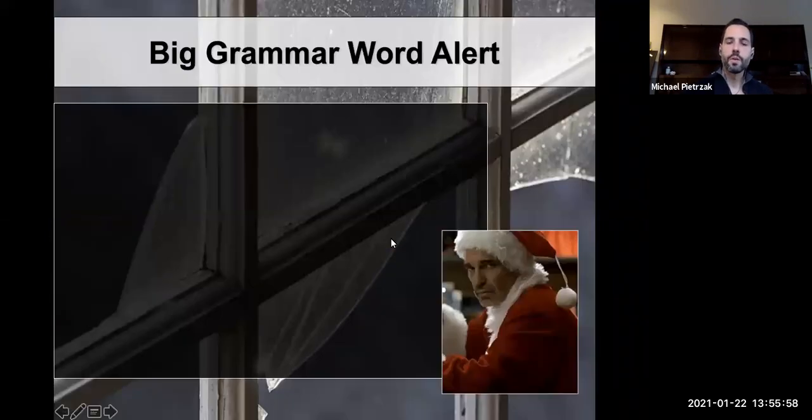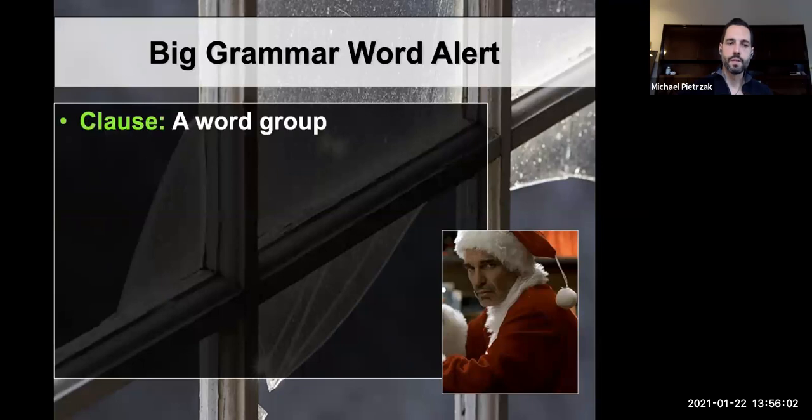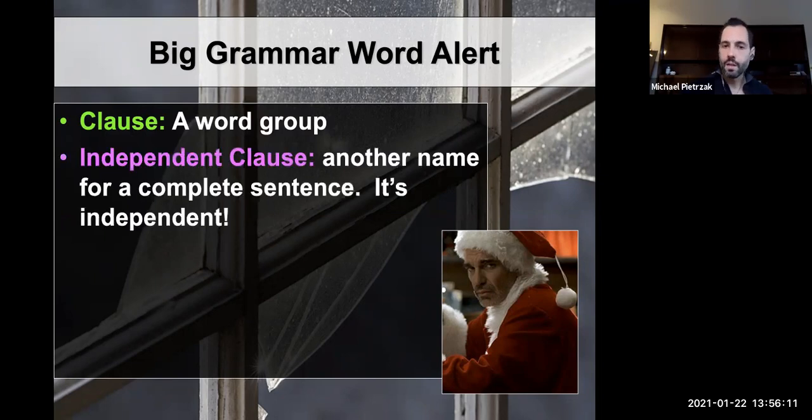So here I'm going to throw a couple terms at you, but don't be scared. They're simple in reality. So, a clause. What's a clause? Just a group of words. A sentence is a clause. Now, an independent clause is just another name for a complete sentence. Why is it independent? Because things that are independent can stand on their own, right? They don't need anything else to complete them. They're independent, great, like people.